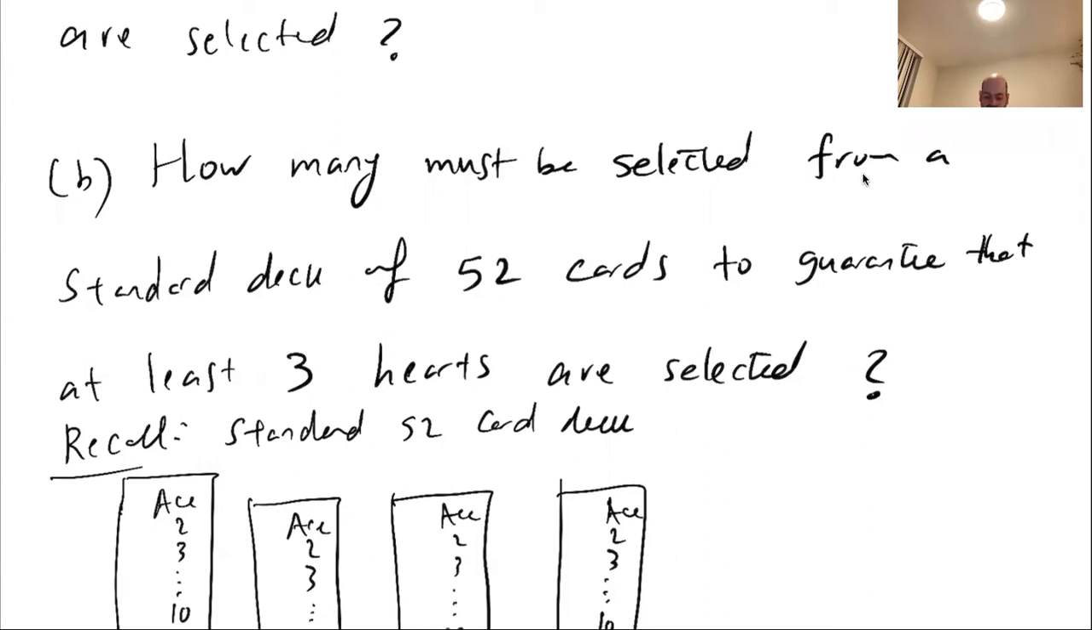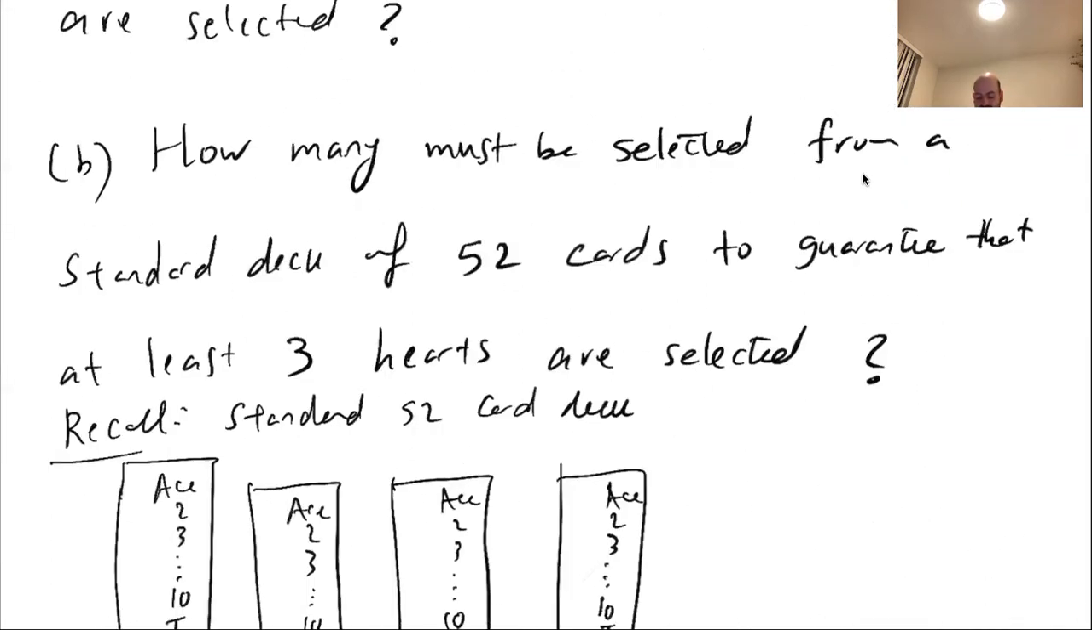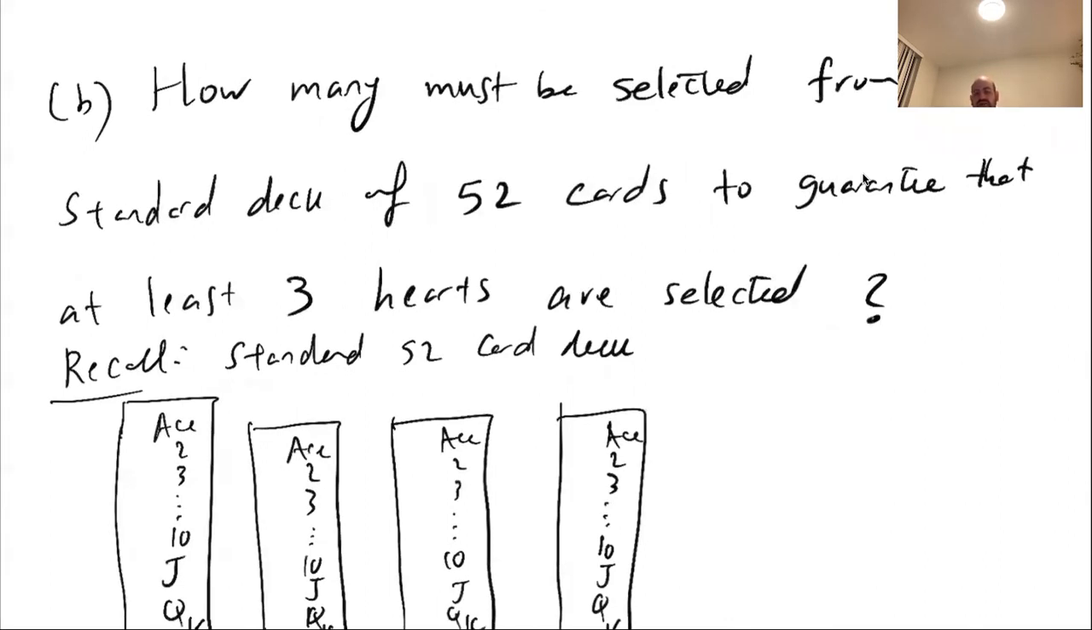So what is the difference? For example, if I have 3 cards which are all clubs, 3 clubs, that is acceptable in part A, but is not acceptable in part B, because in part B, I am only asking for 3 hearts. So 3 clubs is not acceptable, or 3 spades is not acceptable, and so on. So how can I guarantee having at least three hearts?